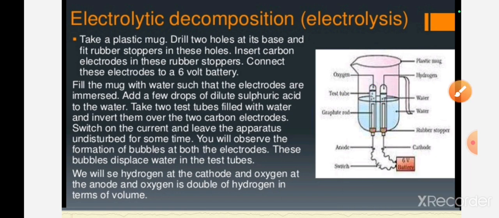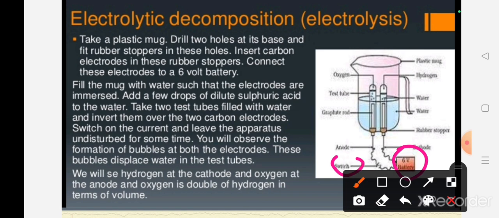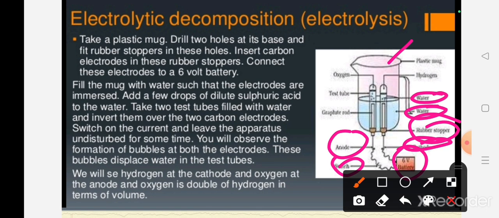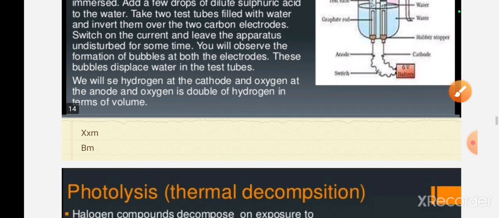It's a very important 2-mark diagram. What do we draw here? The 6-volt battery with a switch. Whichever terminal is positive, that is connected to the anode. The battery's negative terminal is connected to the cathode. Rubber stopper, then the mug. We took water here, and in that water we added 2 to 3 drops of sulfuric acid. The larger amount of hydrogen is collected at the cathode end, and oxygen is collected at the anode end. These are the inverted test tubes, and the graphite rods are placed in the rubber.